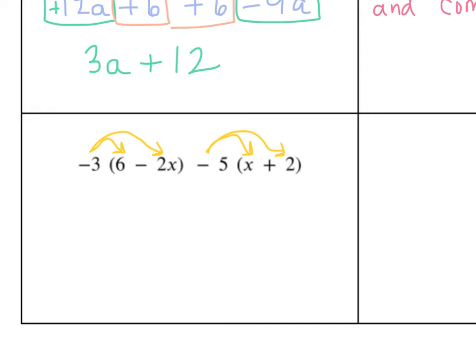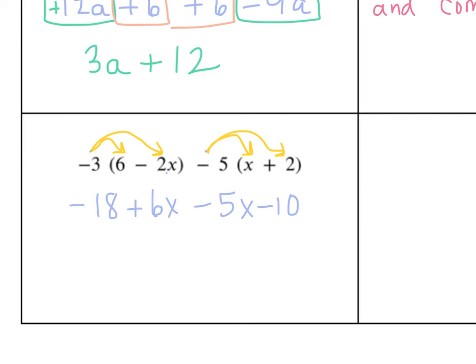A negative times a positive. That's a negative. So this will be negative 18. A negative times a negative. Negative 3 times negative 2. That's positive 6x. Okay, now over here, always be careful when you're distributing a negative. Negative 5 times x. That's negative 5x. And negative 5 times positive 2. A negative times a positive. That's going to be negative 10.